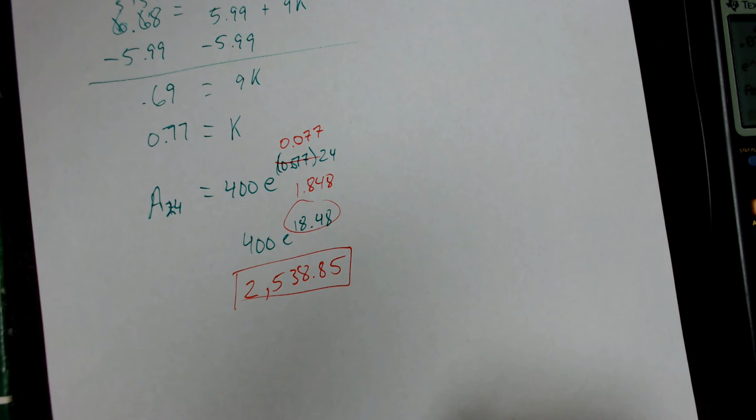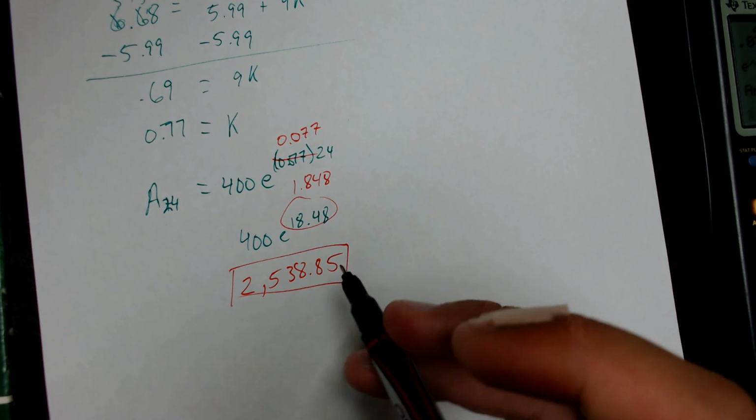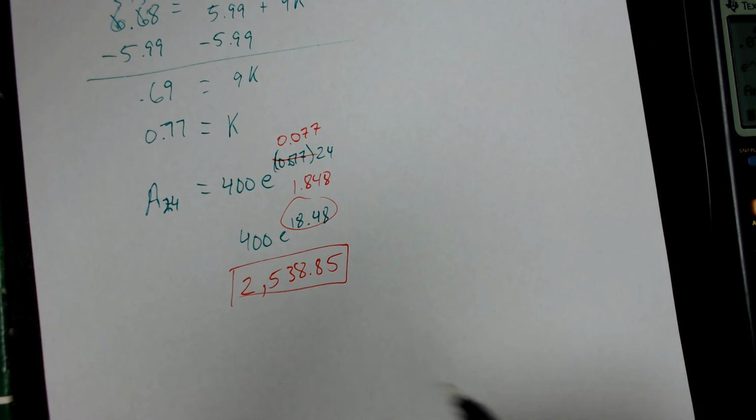So the book gave the answer of 2,539 bacteria. I'm okay with 0.85 because that would round up to 2,539. I think it's really strange they got a whole number. I'm not sure if they rounded that. But again, just like with any of the problems, if you're within a few hundredths of a number, we're okay.